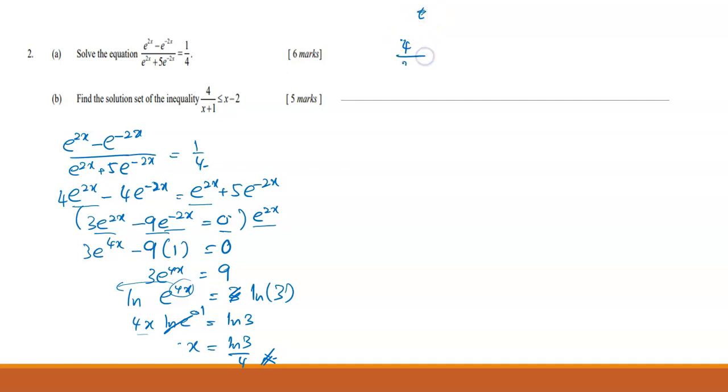4 divided by (x plus 1) less than or equal to x minus 2. This is an inequality, not an equation, so we cannot simply recall the process of cross multiplication between this x plus 1 and x minus 2. So what we are going to do now is bring all this to the left side, becoming negative: 4 over (x plus 1) minus (x minus 2) less than or equal to 0. Just assume that this is (x minus 2) over 1.